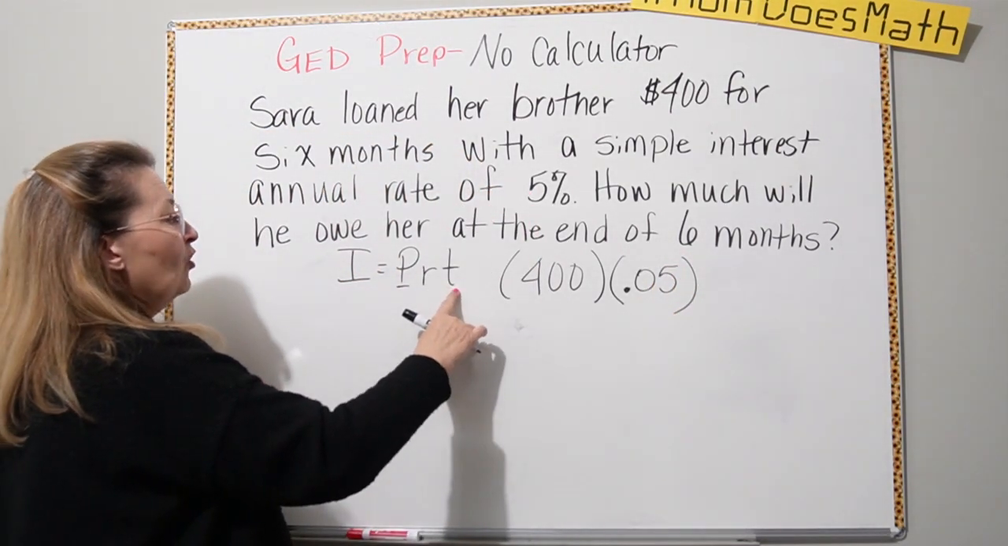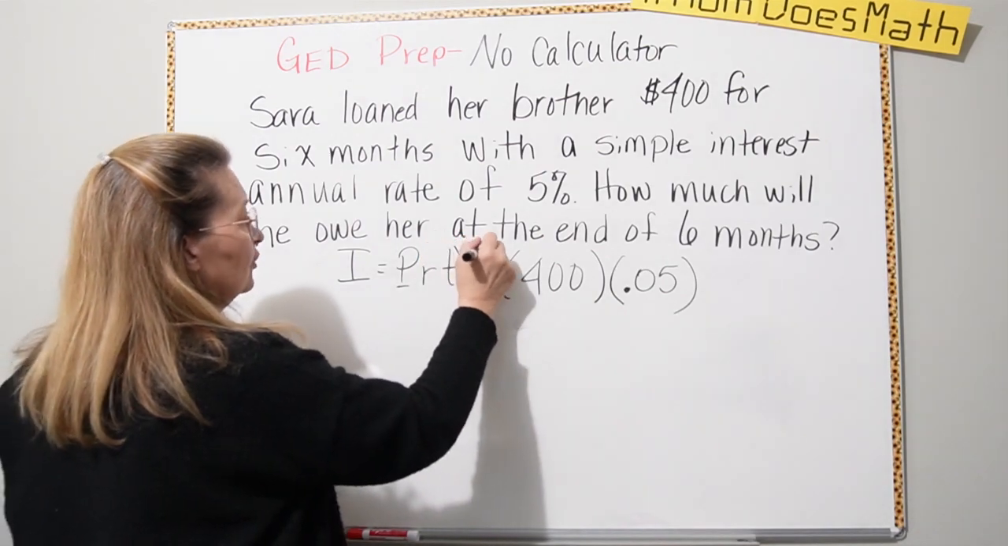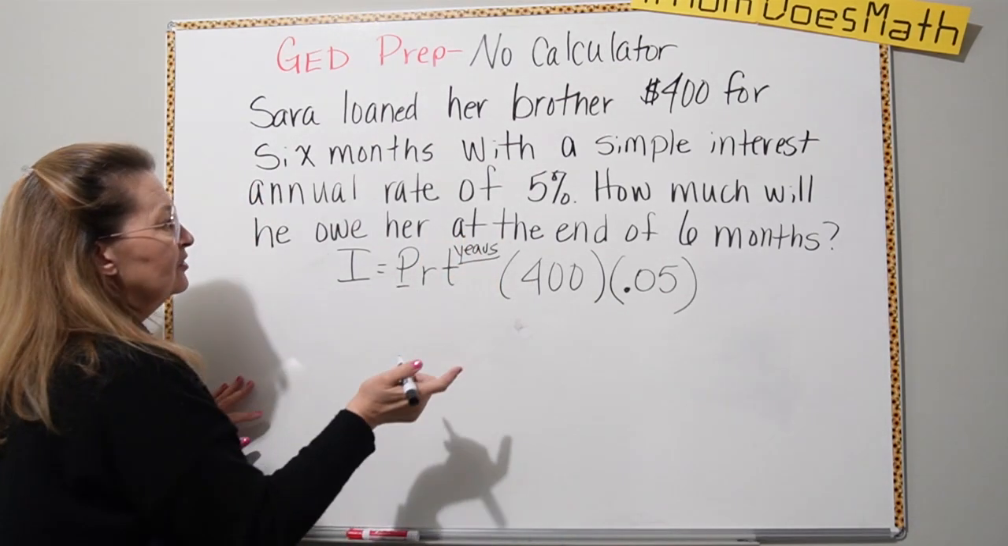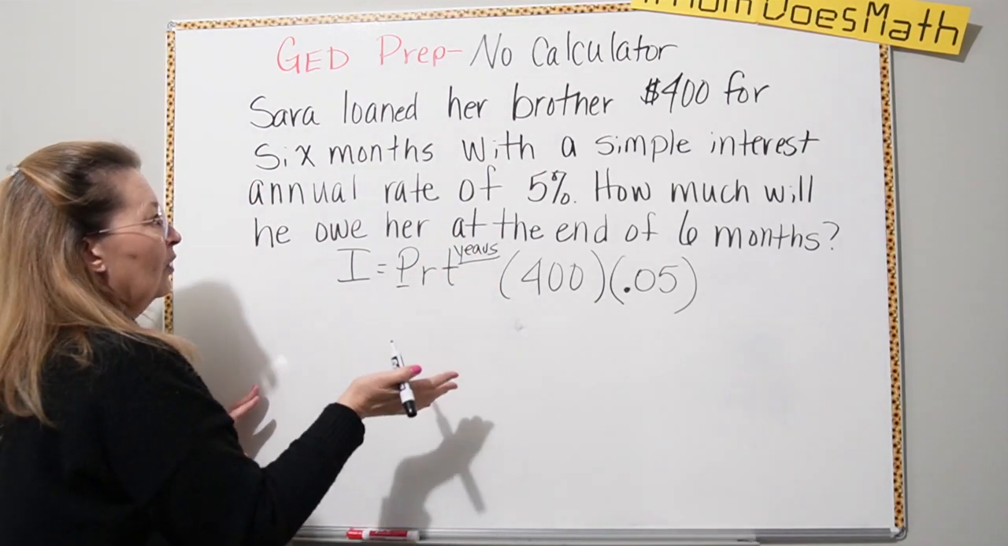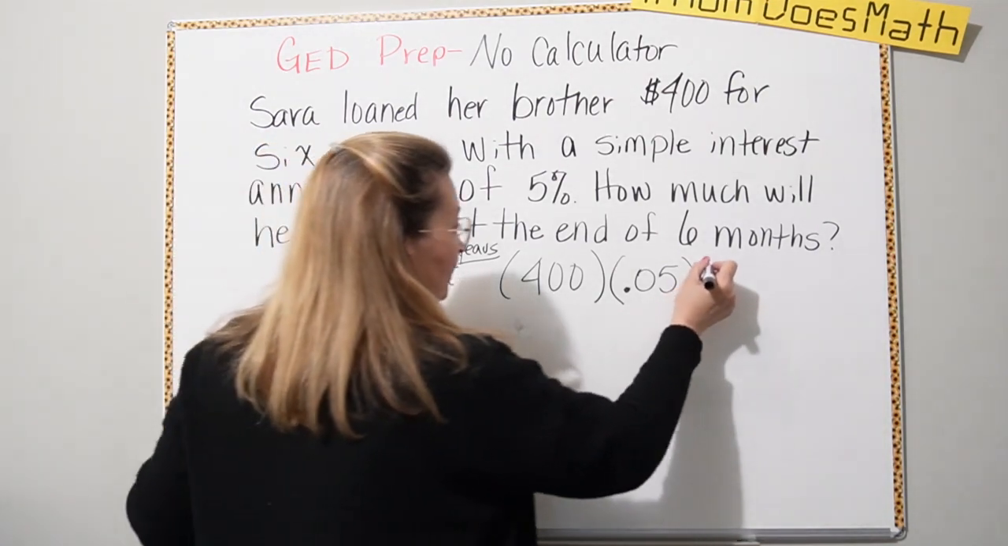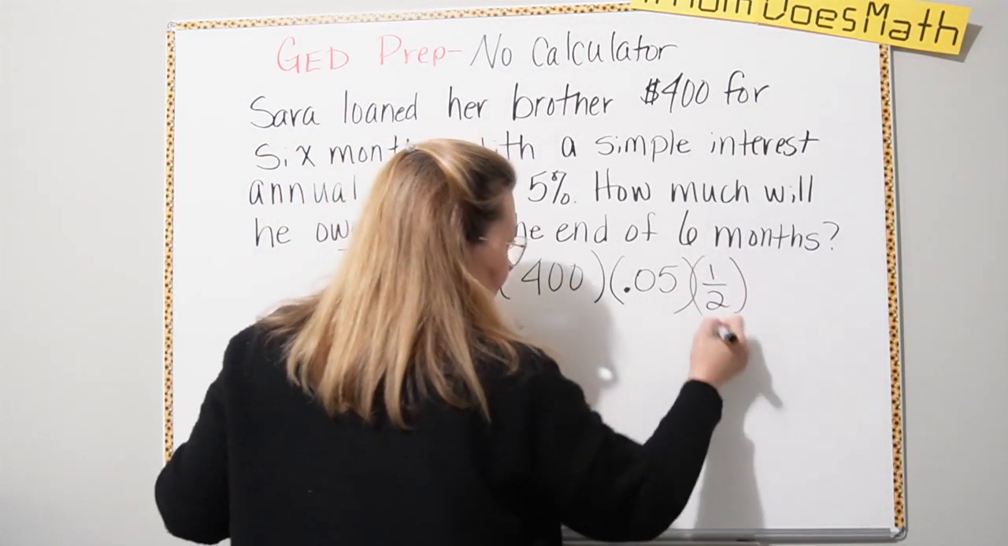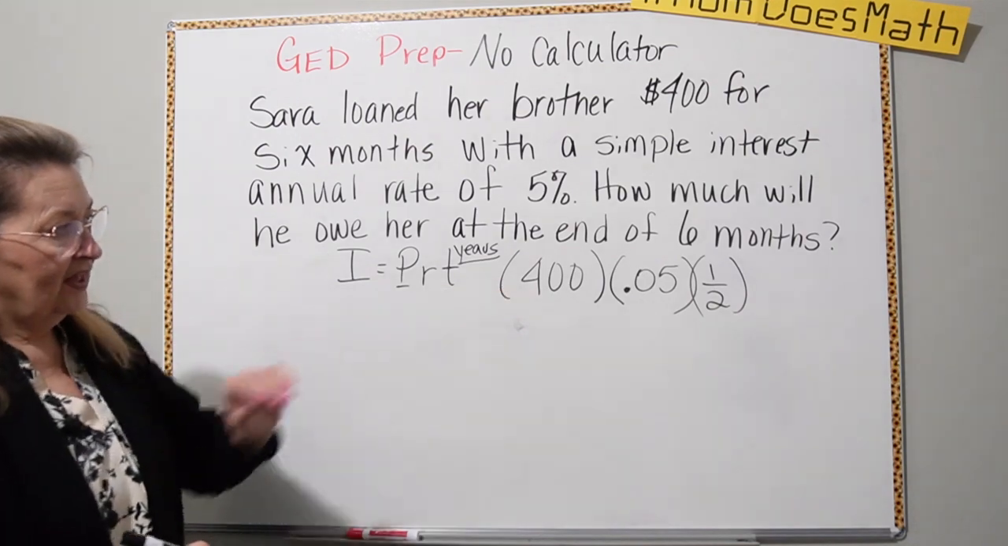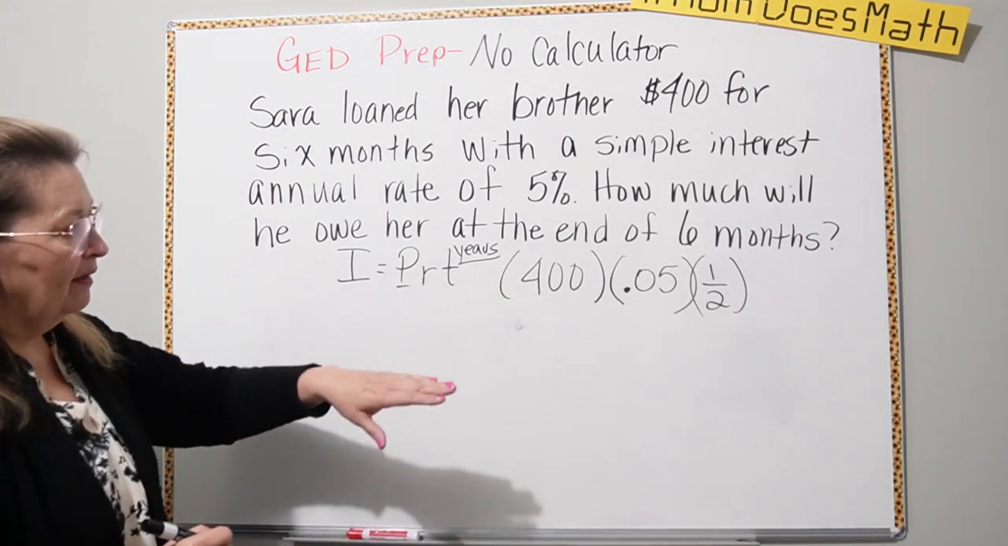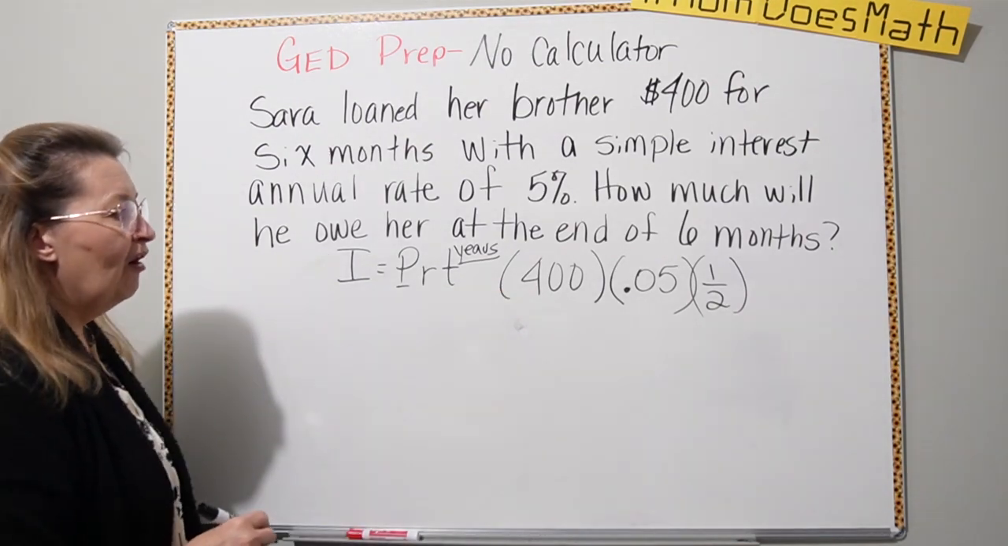Okay, now for time. The time in the formula represents years. So how many years is he going to borrow the money for? Well, 1/2 of a year. Okay, so that's going to be our time. Now we're just going to multiply all these together.